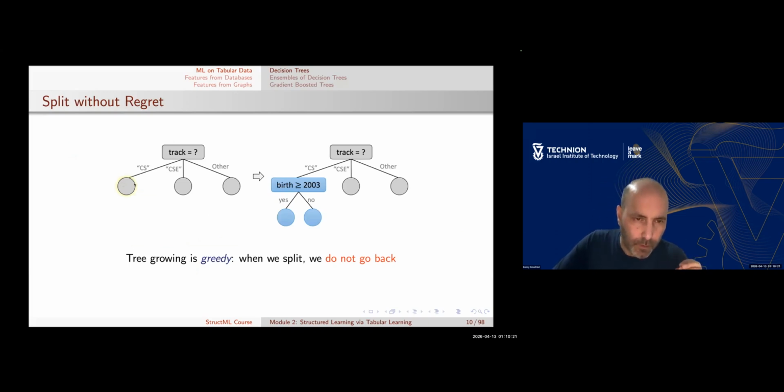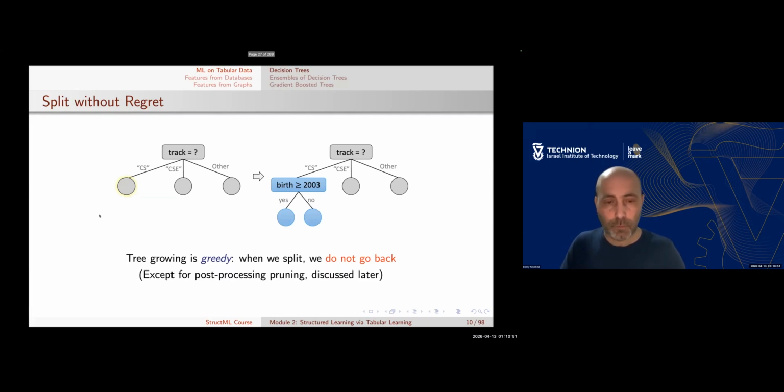This is an illustration of this process. We chose a leaf here, this one, and we choose to split it. We find a condition. Here it's birth greater than or equal to 2003, and it has two answers, yes, no, and based on that we build the next tree. This is a greedy process, at least this phase of the learning. When you split, we do not go back, we do not regret. But then we can do some post-processing, which I'll discuss later, and then we can actually regret.